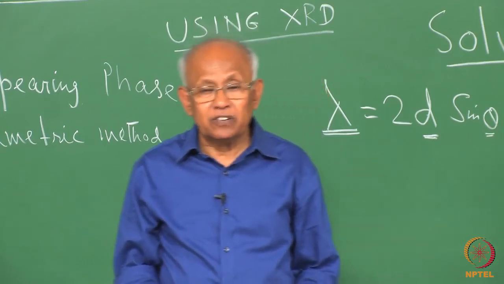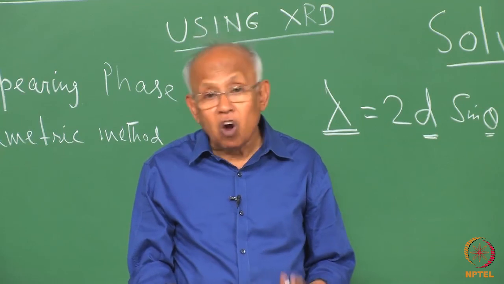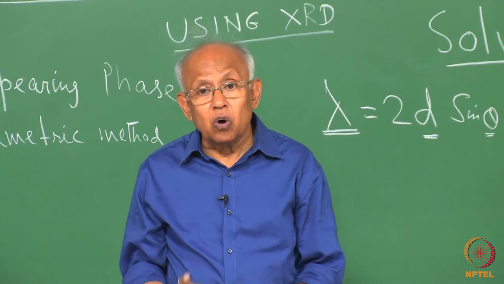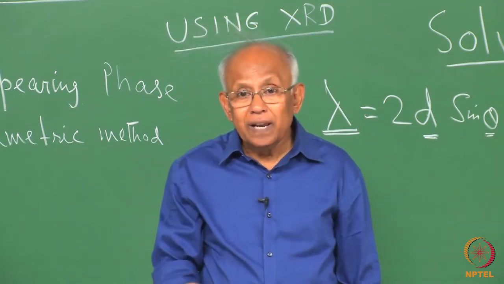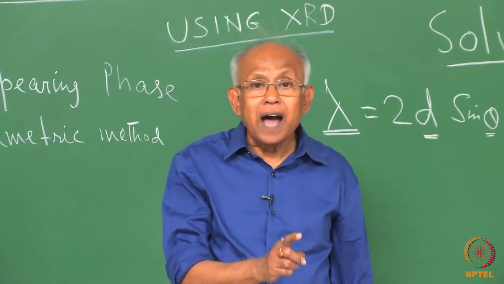As a result of which, the diffraction lines from A will be much stronger compared to the diffraction lines coming from B. So, the beta phase will have much weaker diffraction lines compared to the alpha phase.